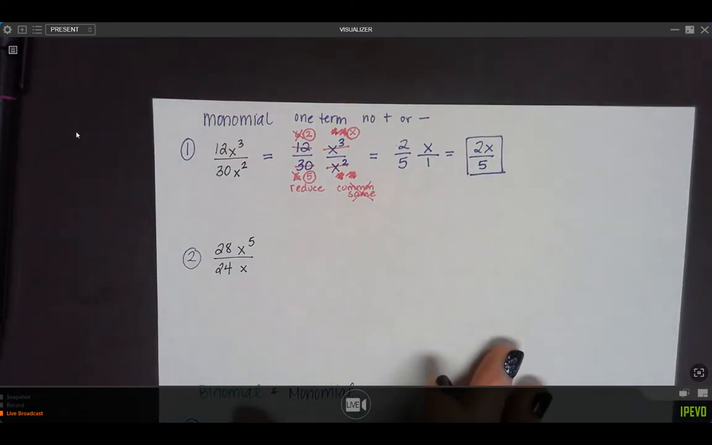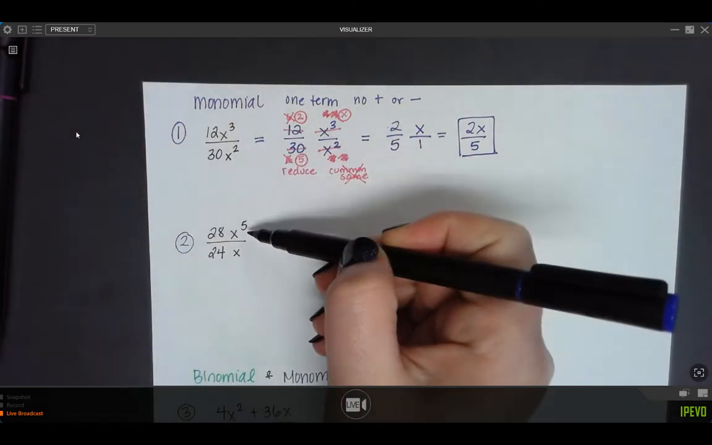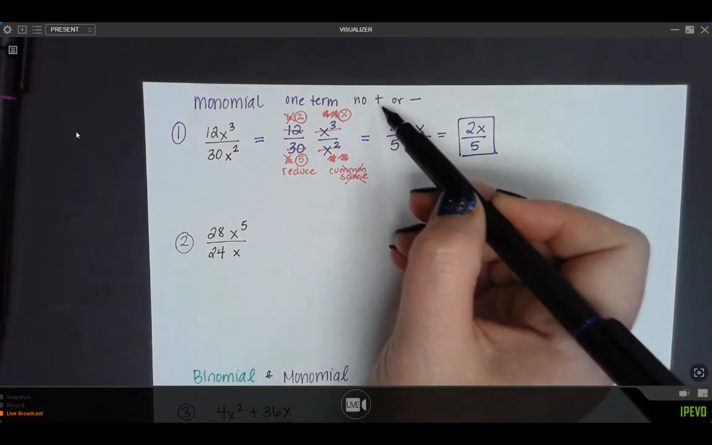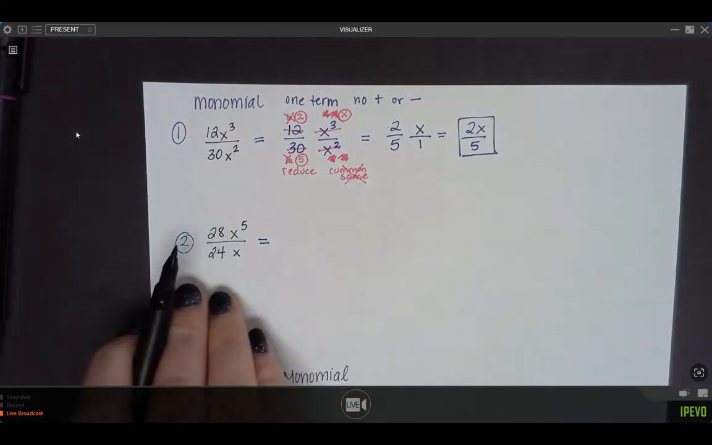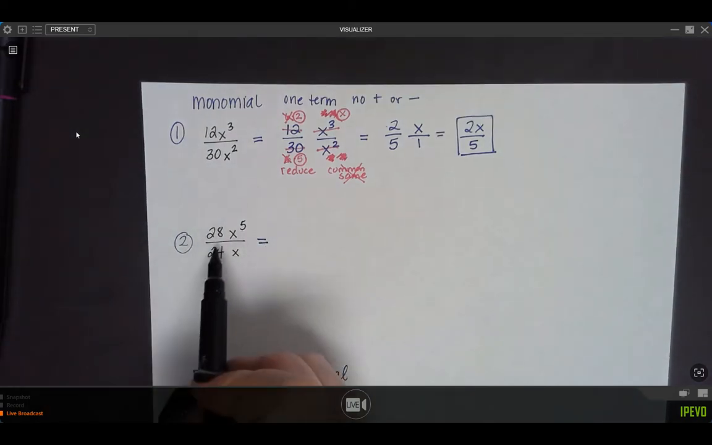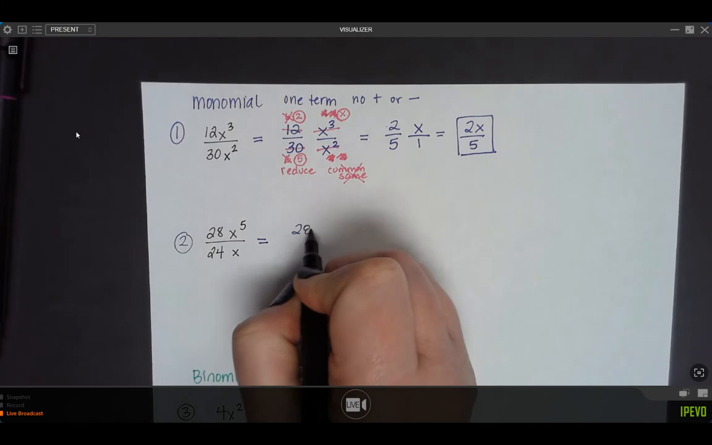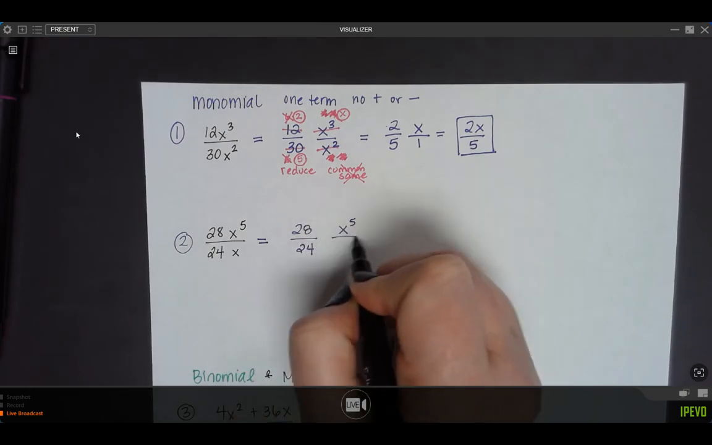All right, next up is number 2. Again, it's a monomial. There's one term on top and one term on bottom. There is no addition or subtraction. So the first thing I'm going to do is I want to separate. I want to keep the coefficients or the numbers together and the variables together. So I'm going to go ahead and put 28 over 24 and then x to the power of 5 over x.